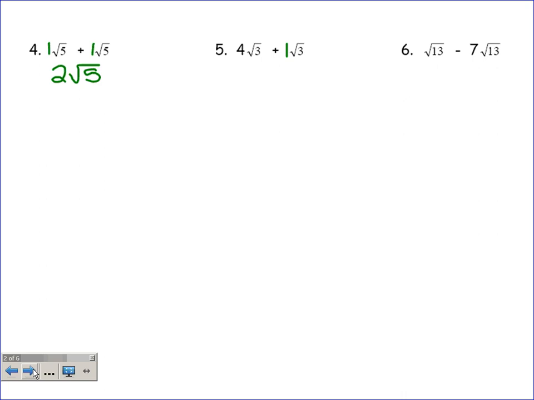Okay, for number 5, you say 4 plus 1 is 5. 5 what? 5 square root of 3. And over here, there's basically an understood 1 here. So we basically have 1 minus 7 is negative 6 square root of 13. How many people got at least 5 of those 6 correct? Awesome. Questions on the first 6?